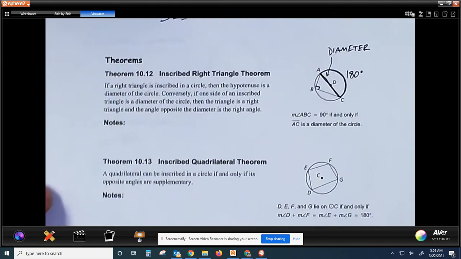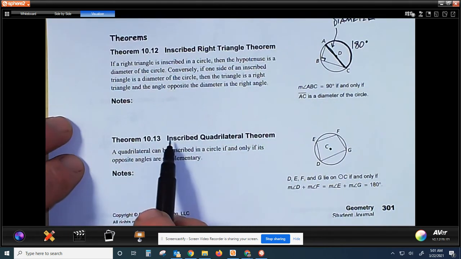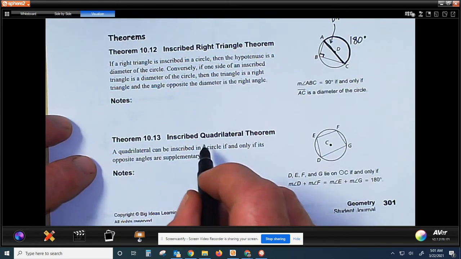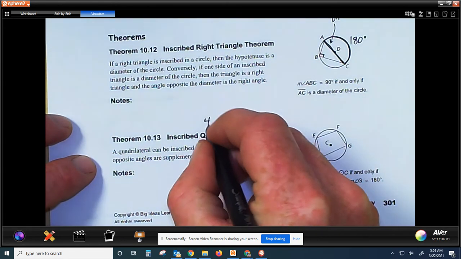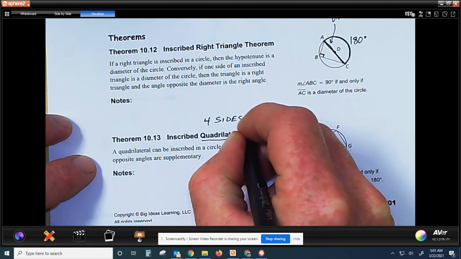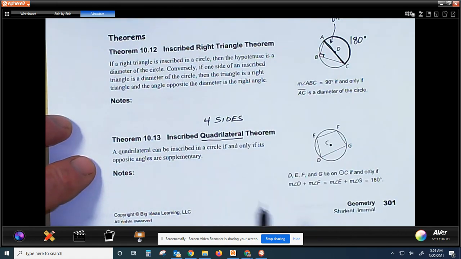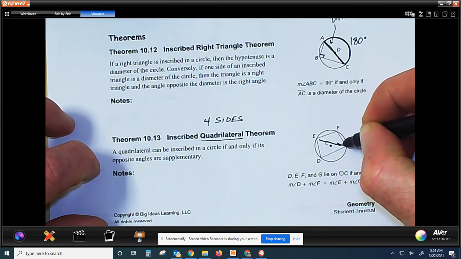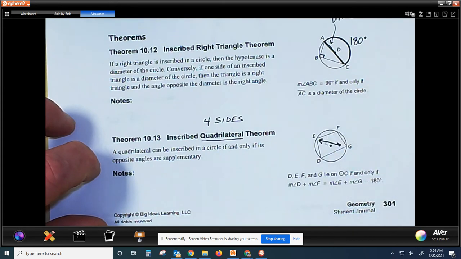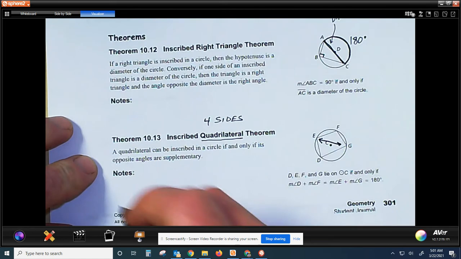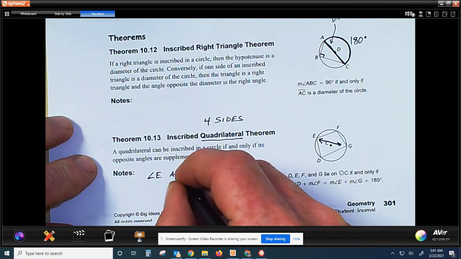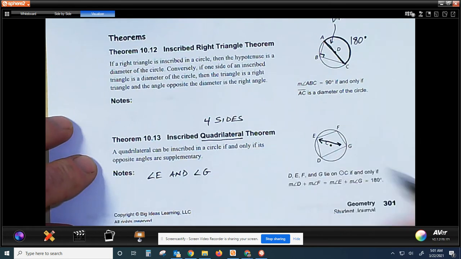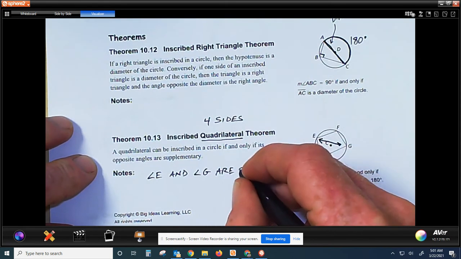Last idea, then we're going to see them demonstrated, is that if you inscribe a quadrilateral, okay, quadrilateral, 4 sides, if you inscribe a quadrilateral, the opposite angles are supplementary. Opposite angles are supplementary. So they're saying these two, angle E and angle G, are supplementary.